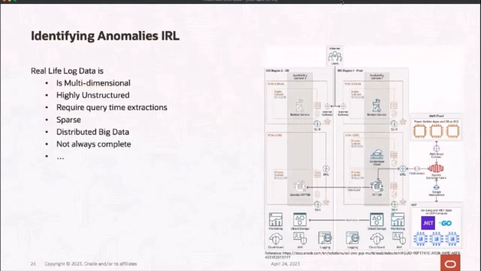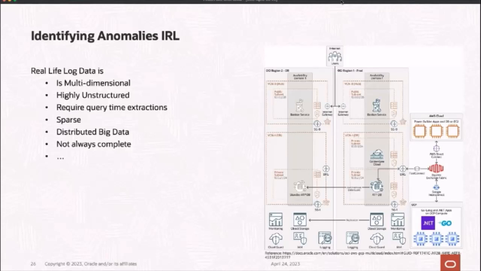We have not seen any log data that is structured enough to use standard statistical techniques. When you start introducing multiple different dimensions, log data is multidimensional, so an anomaly or an outlier will not depend upon a single variable. It is highly unstructured. It requires different field extraction at the time of query itself. It's very sparse, it's big data, and it's not always complete.